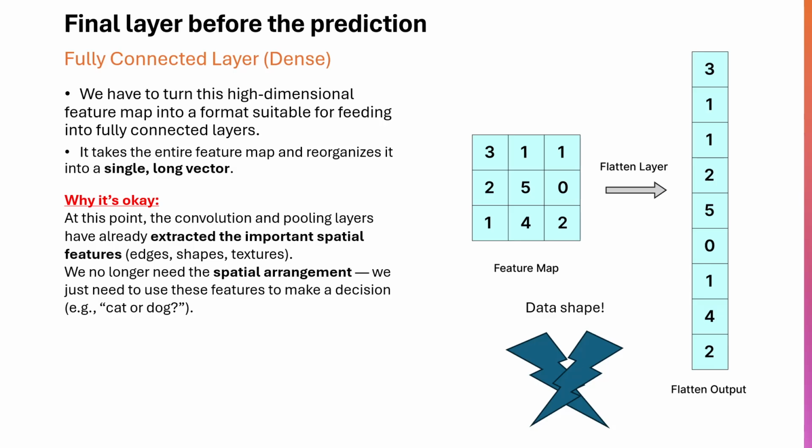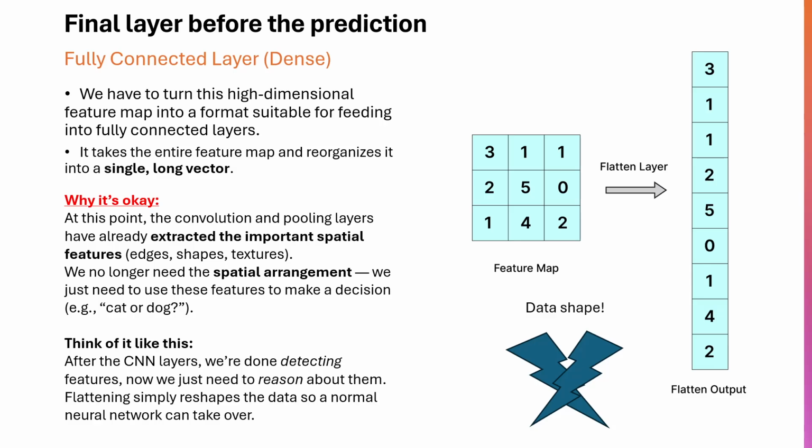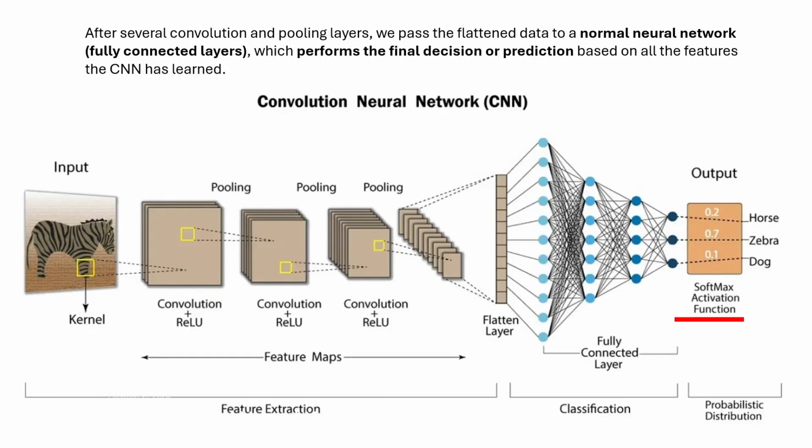After the CNN layers, we're done detecting features, now we just need to reason about them. Flattening simply reshapes the data so a normal neural network can take over. After several convolution and pooling layers, we pass the flattened data to a normal neural network, fully connected layers, which performs the final decision or prediction based on all the features the CNN has learned. And of course, we don't forget the activation functions.